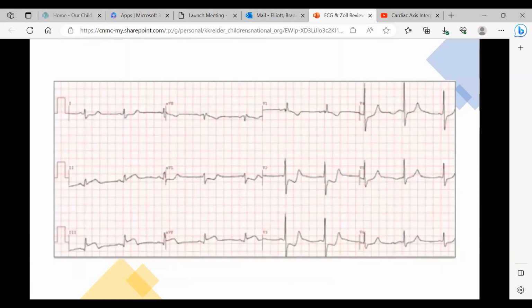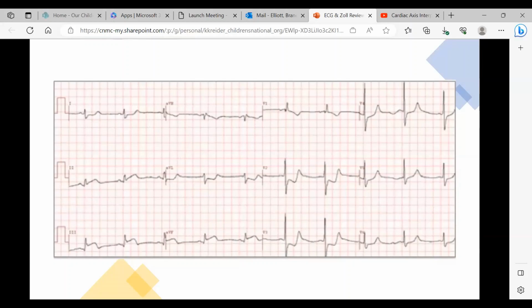So what's the first question? We're going to start with the basics as far as regular, irregular, what do you think the rhythm is? It looks a little slow. And it looks regular. The QRSs look regular.